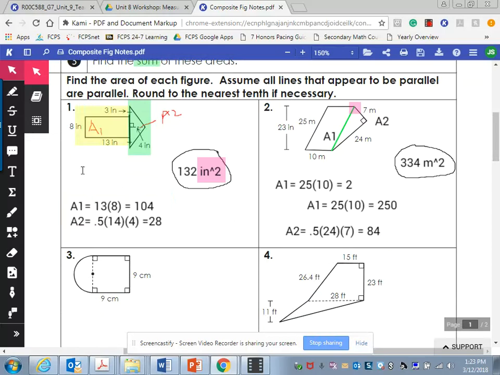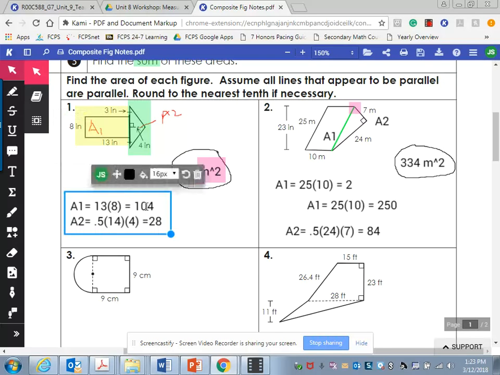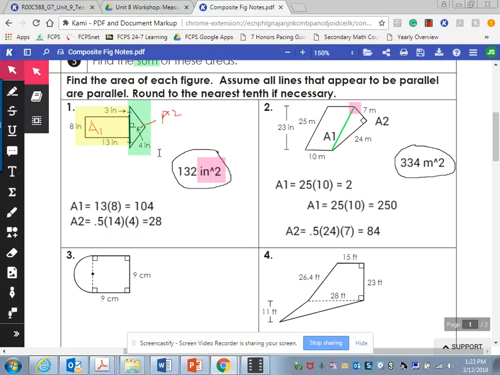As you can see, I went ahead and worked the problem out previously before recording this video. But one thing I want you guys to notice is I split this composite figure up into 2 shapes. I have my triangle over here and I have my rectangle over here. So my first job is to find the area of both individual shapes. Area of a rectangle is length times width. So that's 13 times 8, which gives me 104. And the area of a triangle is 1/2 base times height.